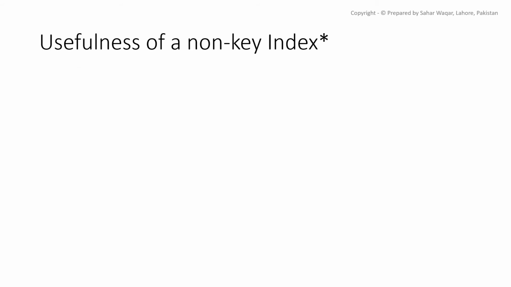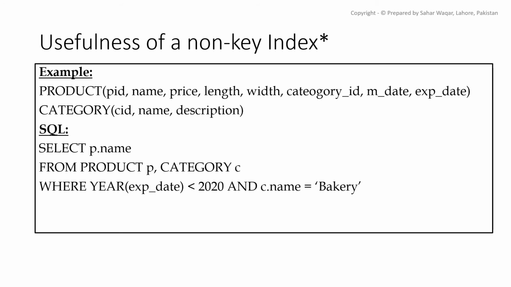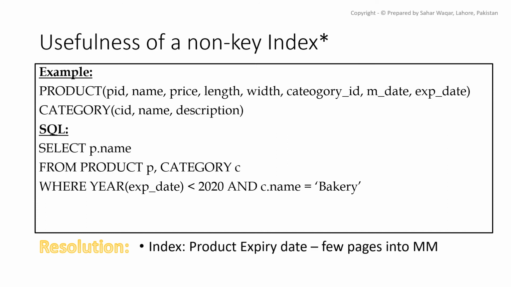Now let's suppose we have a query which gives names of all the expired products in the category of bakery. If we have an index on the category name, then only one page containing bakery category information from the category table will be loaded in main memory. And with an index on expiry date, a few pages from the products table with expiry date less than 2020 will be used to join with the category page, thus reducing the cost extensively.